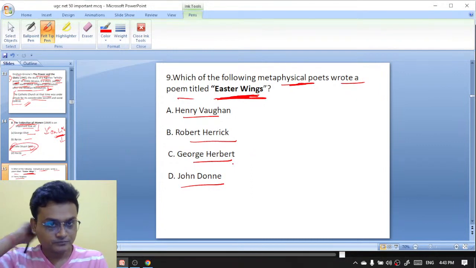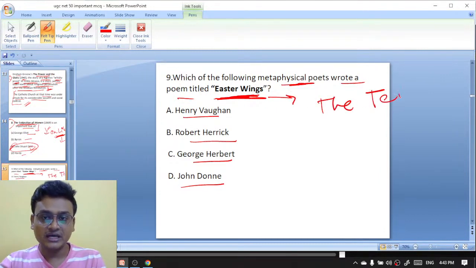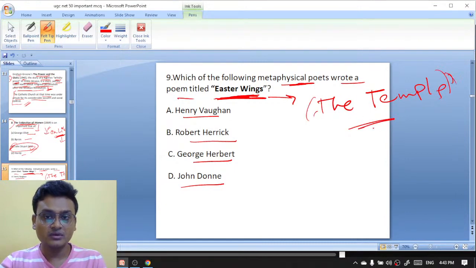I am giving a clue here. It's actually a part of Temple. Temple is a collection of poems. This is the clue. Now you can answer it.